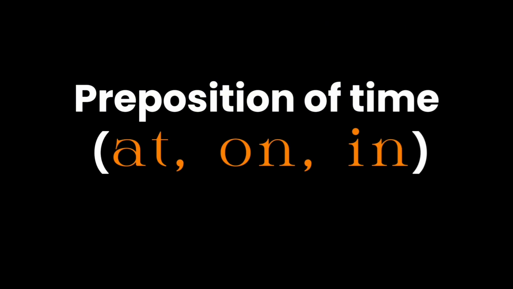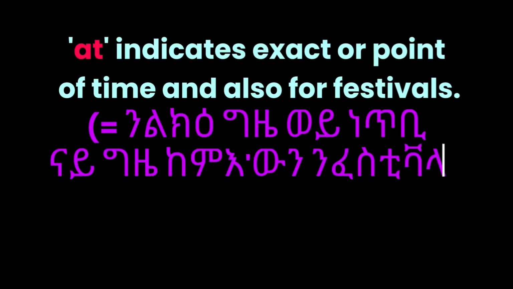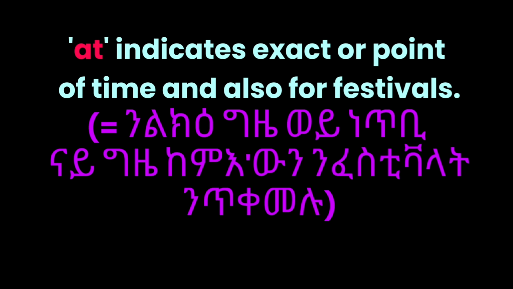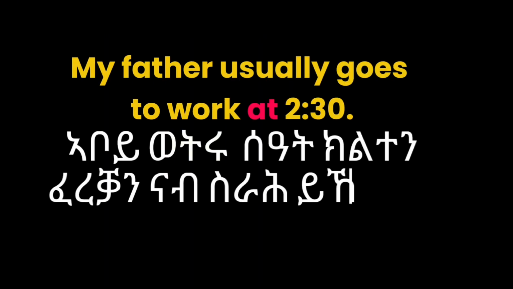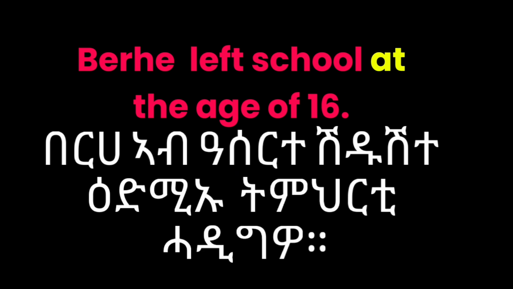Prepositions of time: at, on, in. Let's begin with at. At indicates an exact or point of time and is also used for festivals. She came at 2 o'clock in the morning. My father usually goes to work at 2:30. Berhe left school at the age of 16.